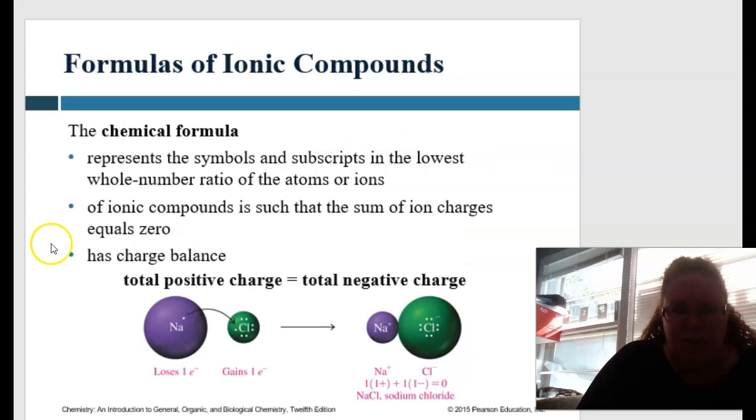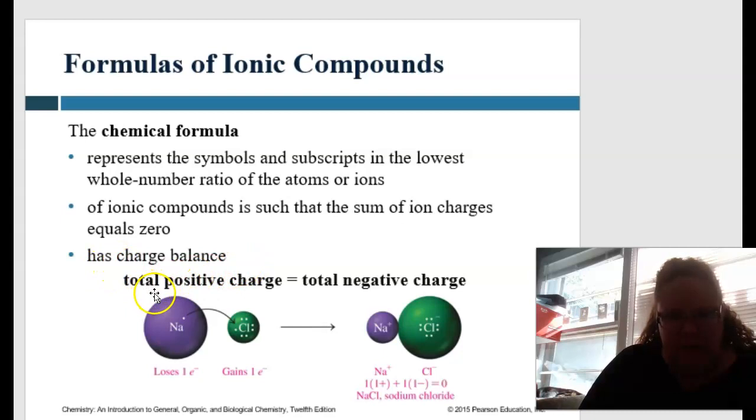The chemical formula represents the symbols and subscripts in the lowest whole number ratio of the atoms or ions. This whole number thing is very important. You can't write fractions of them. It's like balancing out the reaction so that they're whole numbers. In ionic compounds, the sum of ion charges equals 0, because everything wants to be stable. So it has a charge balance.